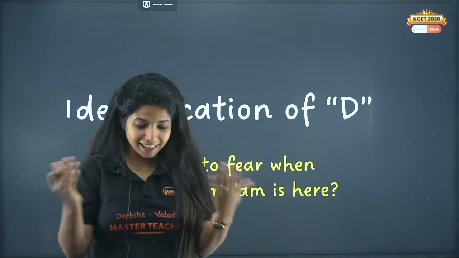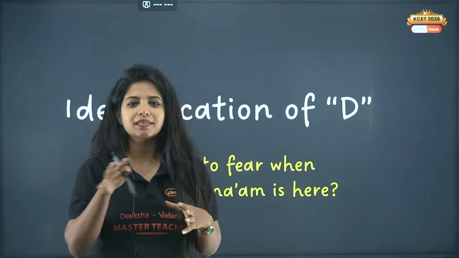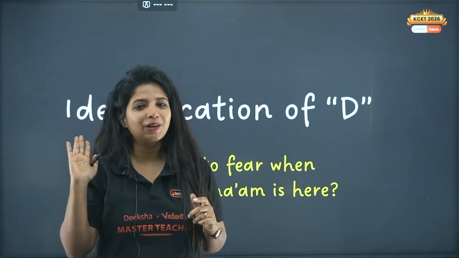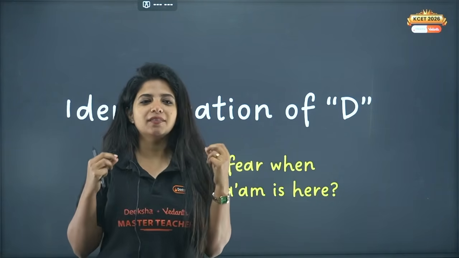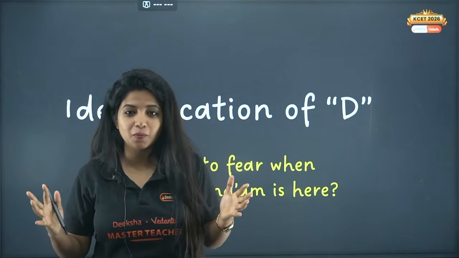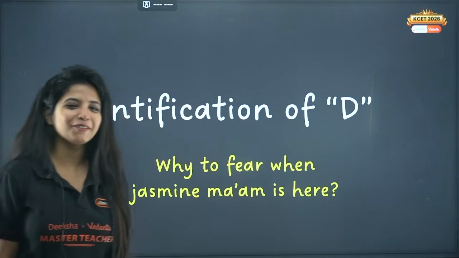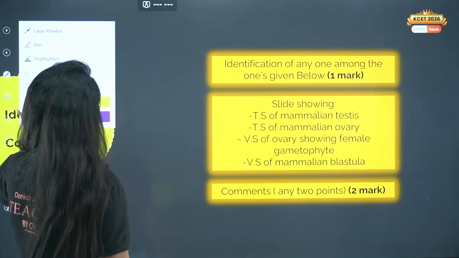And yes, thank you. And as I promised, there are two more spotting experiments which are left. One is the TS of ovary, which we are going to do in this video, and one is disease causing organism. So if you are worried about how we can finish that, what we should keep in mind, and how we are going to spot and get our marks straight, then my dear children, ta-da! Why fear when Jasmine Mam is here, right? So let's see how you can get your marks over here.